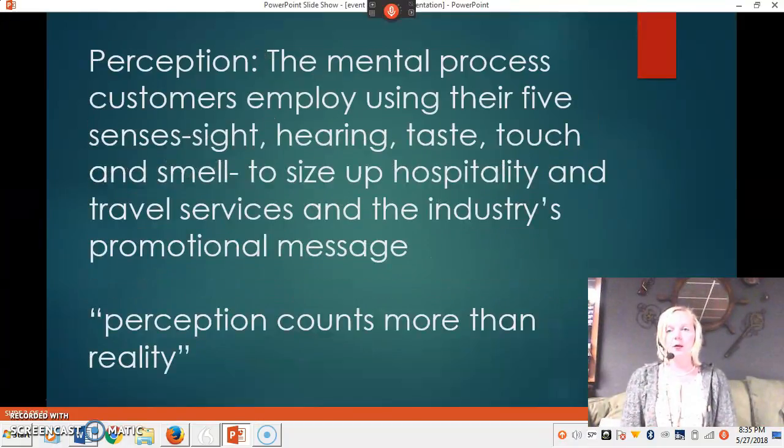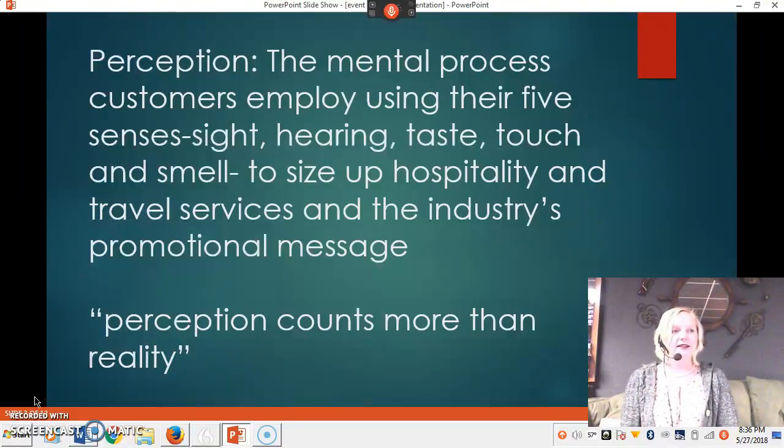Before we look at some advertisements, we're going to talk about what perception is, because it's important to the way you view advertisements. Perception is the mental process customers employ using their five senses: sight, hearing, taste, touch, and smell, to size up hospitality and travel services and the industry's promotional message.